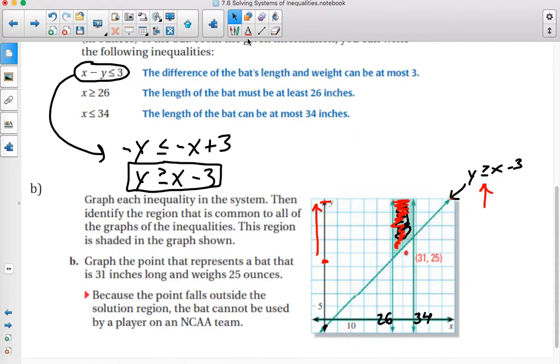If I picked a bat that was 31 inches in length but a little bit heavier, so maybe 5, 10, 15, 20, 25, maybe it was 30 ounces, then that bat would fall right there. Because that bat is in my shaded region, it would be allowed. So if instead of 25 ounces it was 30 ounces, the bat is heavy enough to be used. The problem is this bat is too long and too light. It would probably create an unfair advantage for that player.